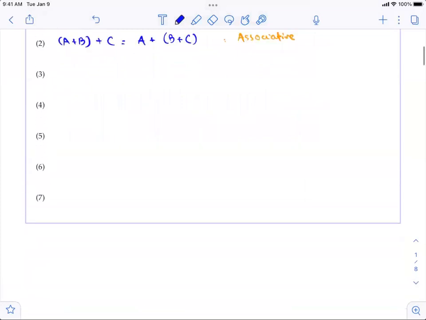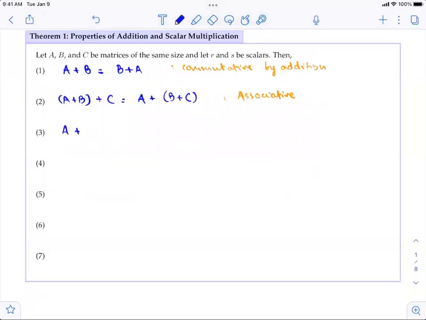The third property is additions of the zero matrix, right? So if you have a zero matrix of the same size as A, then A plus the zero matrix is equal to the matrix A itself. Number 4 is the additions of the opposite of A. So A plus negative A is going to be equal to the zero matrix. So let me quickly note that zero, in this case, is the zero matrix of the same size as A.